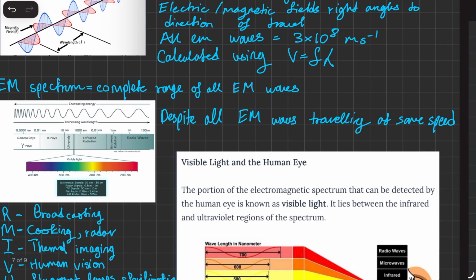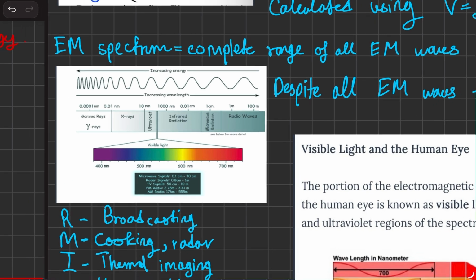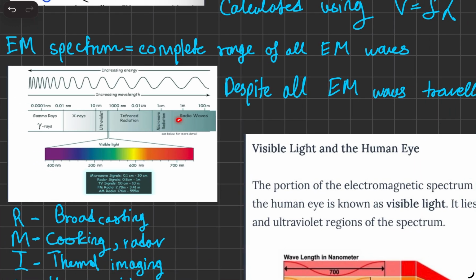Despite all EM waves traveling at the same speed, they have different frequencies and wavelengths. If you notice over here, radio waves are the farthest away, and they have the longest wavelength. Gamma rays have the shortest wavelength, meaning they also have the highest frequency. So radio waves have lower frequencies is the correct word.